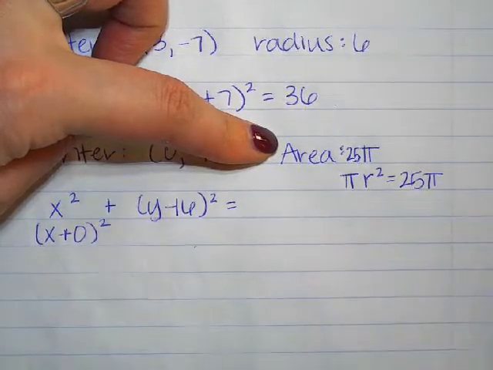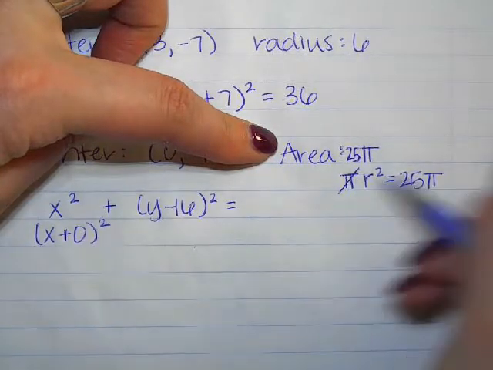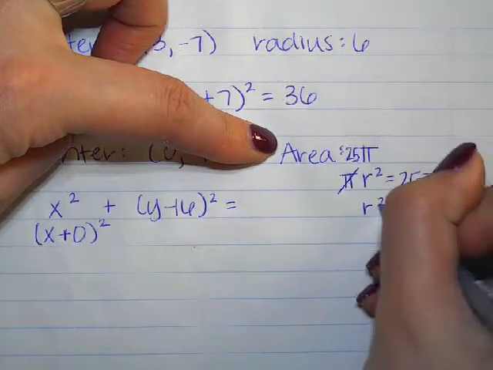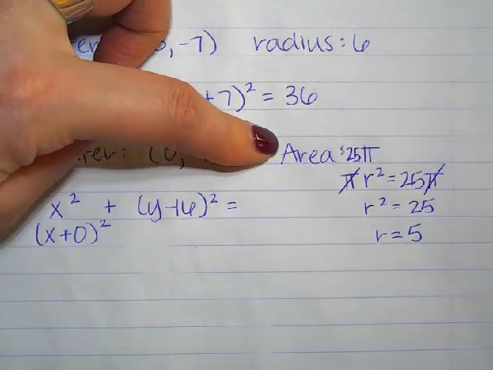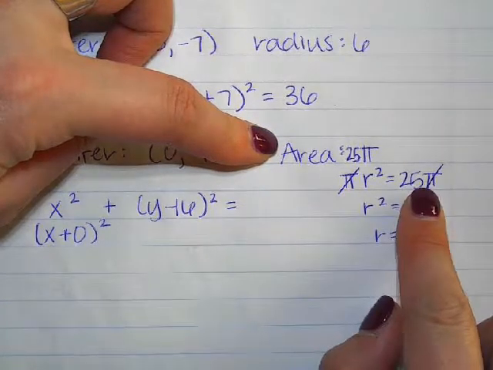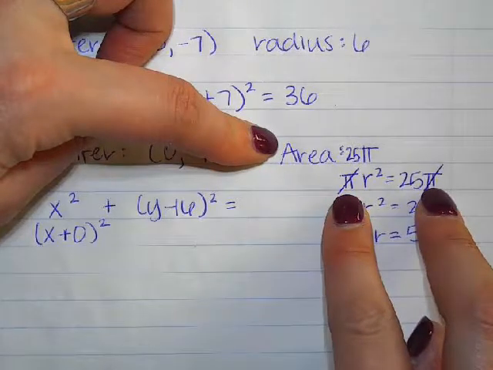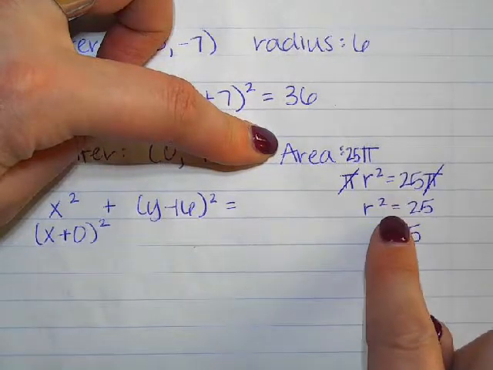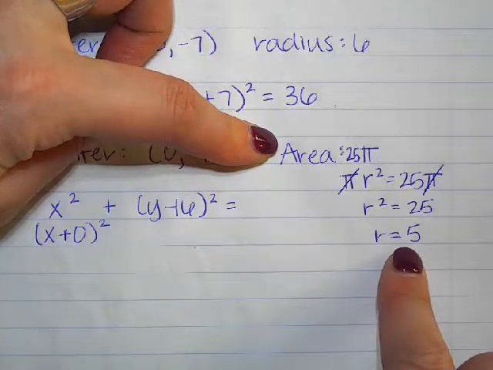So wouldn't it just be 5? Because if you get rid of the pi and then you do the square root of 25, it's 5. But your r squared would also equal 25. So if we look at this, I see pi r squared equals 25 pi. I can cancel out the pi's because there's one on each side. And then I say, oh, r squared is 25. So that means my radius is 5.